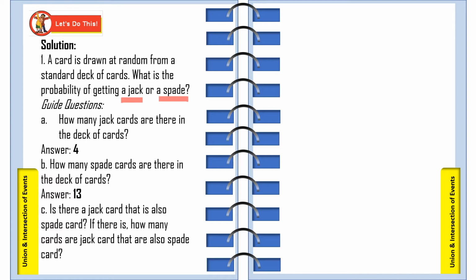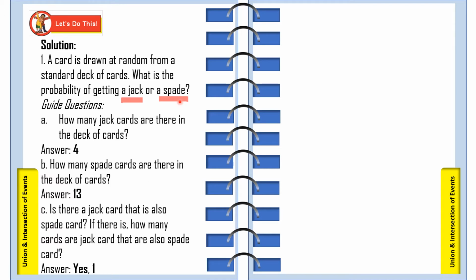So, ito na. Ito yung sinasabi nating merong intersection of events. Kasi tinatanong dito, meron bang jack card na spade card din? So, intersection na ito. Pinag-uusapan na dito yung common. May common ba between the two events? Ibig sabihin, meron bang time na pwedeng magsama yung first event at second event? Again, ang first event natin dito is getting a jack card, at yung second event is getting a spade card. So, pwede ba pagsamahin yun?